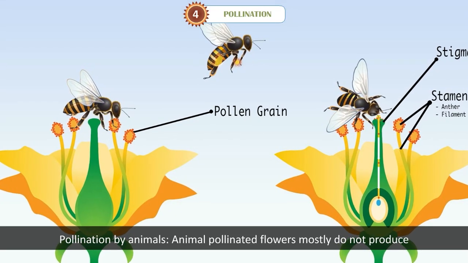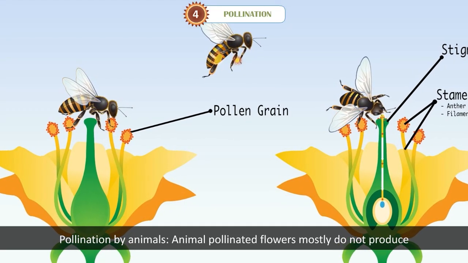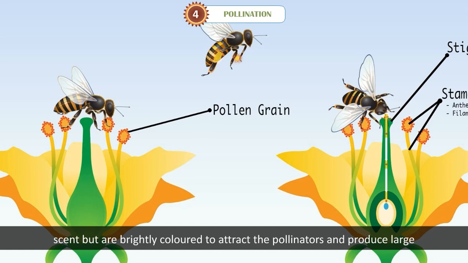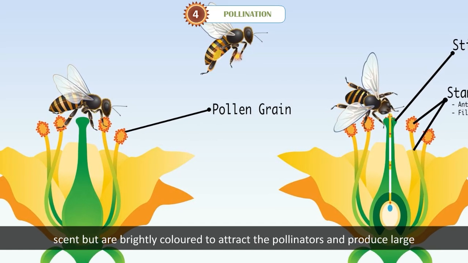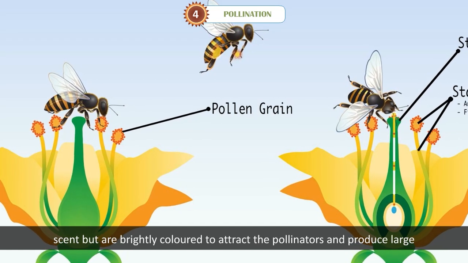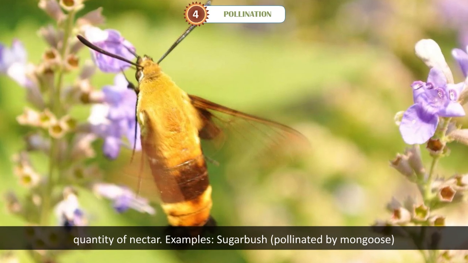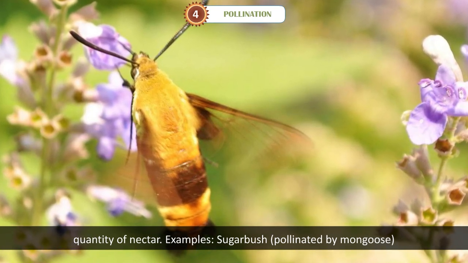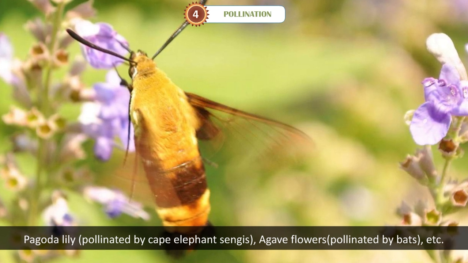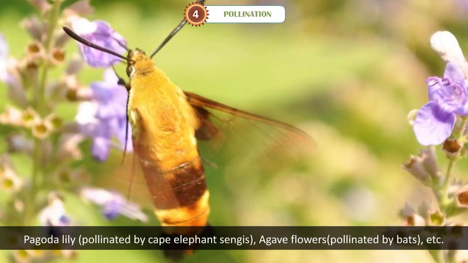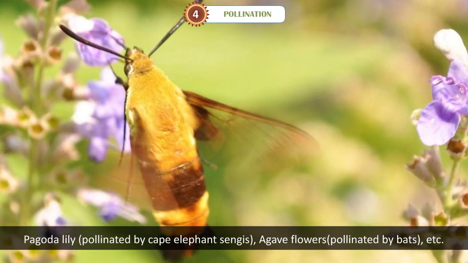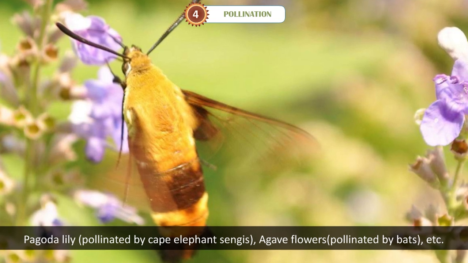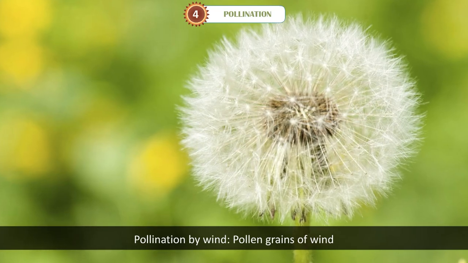Pollination by animals. Animal-pollinated flowers mostly do not produce scent, but are brightly colored to attract the pollinators and produce a large quantity of nectar. Examples: sugarbush, pollinated by mongoose; pagoda lily, pollinated by Cape elephant shrews; agave flowers, pollinated by bats, etc.